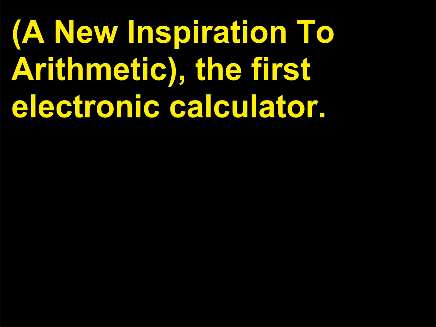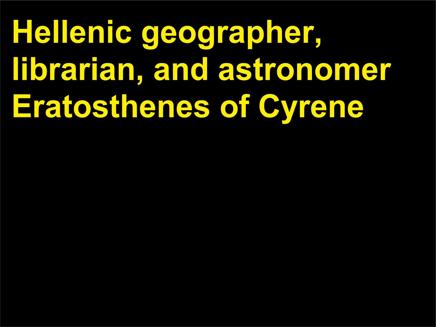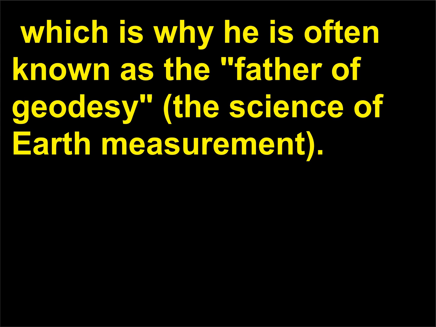Who first made some of the first accurate measurements of the Earth? Hellenic geographer, librarian, and astronomer Eratosthenes of Cyrene, 276 to 194 BCE, made several accurate measurements of the Earth, which is why he is often known as the father of geodesy, the science of earth measurement.